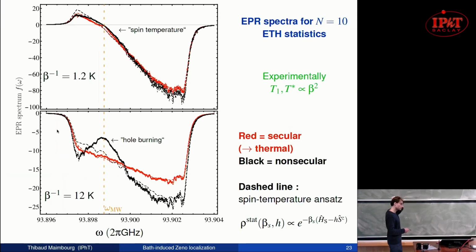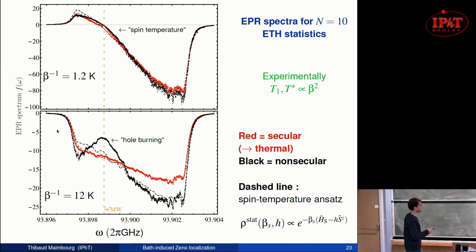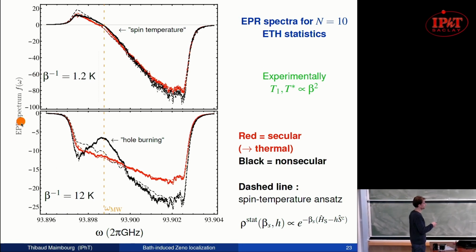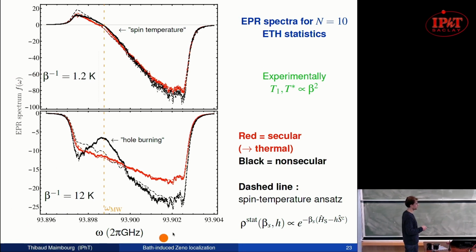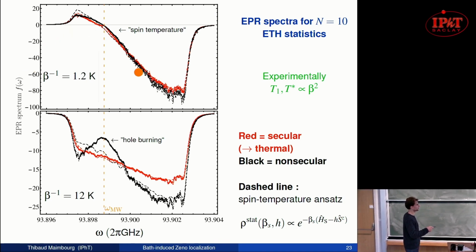And here, this is really the experimental plot we would like to measure. I'm plotting this so-called EPR spectrum in terms of frequency. This is the case where I take low temperature, so 1 Kelvin. If I do this, you see that you have this typical spin temperature shape, so basically a line close to the irradiation frequency here.